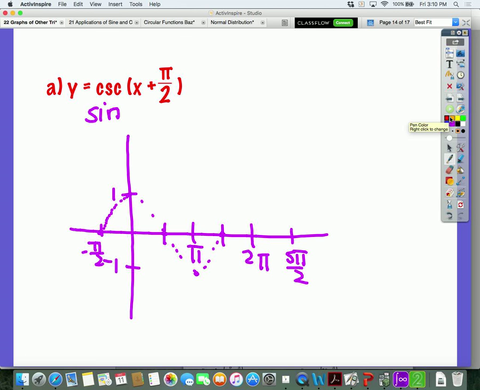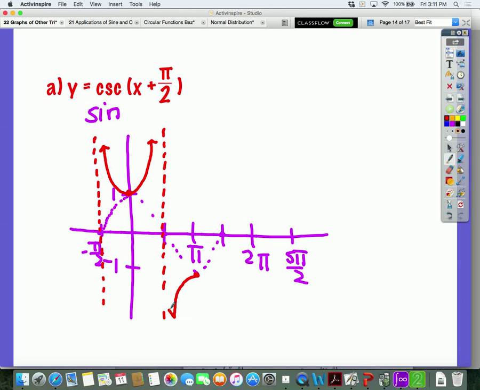Where do our asymptotes occur? Pi over 2, and the zeros. So pi over 2 and negative pi over 2, and the x-intercepts of your reciprocal function. And then at this point right here, I'm going to have a min, and cosecant is going to pop up. But here, I'm going to have a max, and cosecant is going to go down.